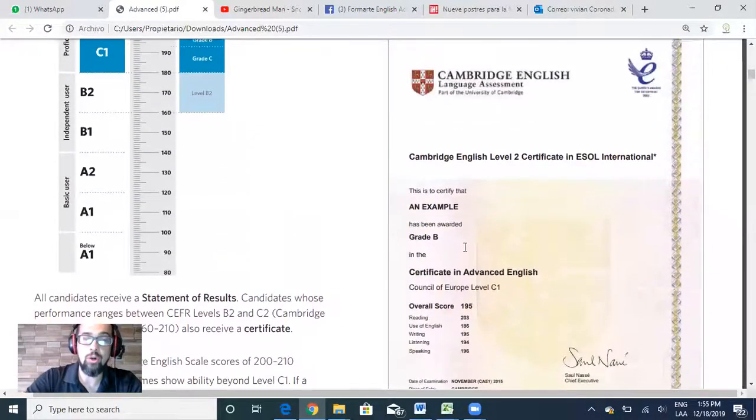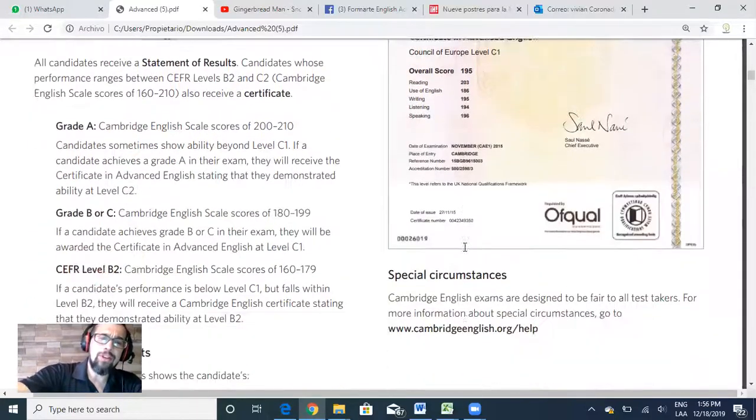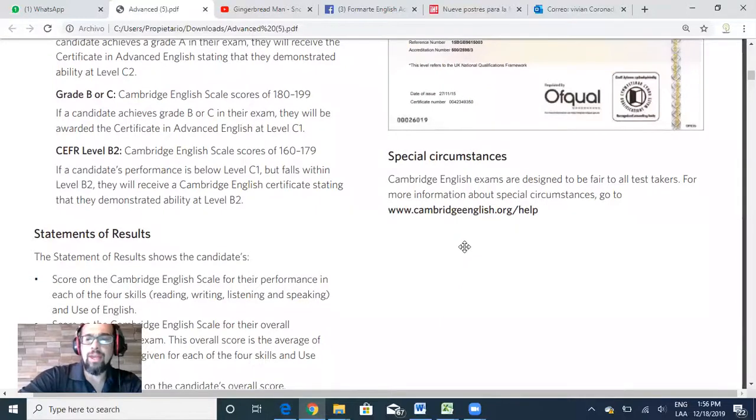Remember, this is a Europe standard, so it's a little bit long. It's not like the ones that we have, but it's a very, very nice certificate. And again, it comes directly from Cambridge University. So that's something that I'm sure is going to motivate you to get a very good grade on this test.